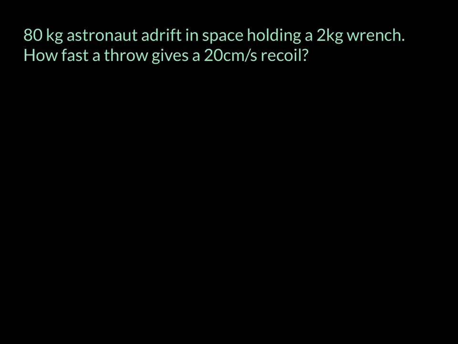So how do we go about this? We would just simply set up a momentum balance. So we'd have the mass of the astronaut and the speed of the astronaut. That would have to end up equaling the mass of the wrench and the speed of the wrench, if momentum's conserved. That's what we would have. And so this is pretty simple. The speed of the wrench is what I want to know.